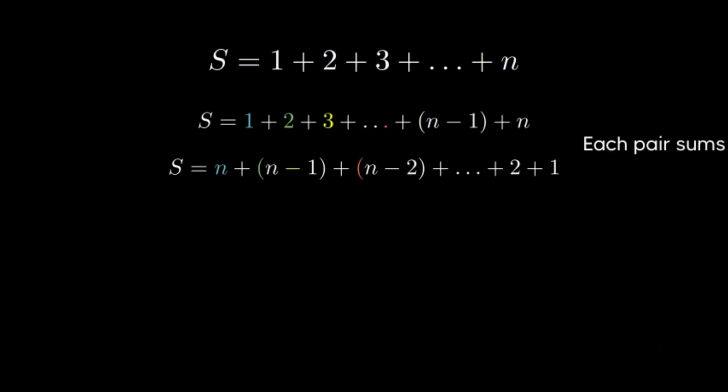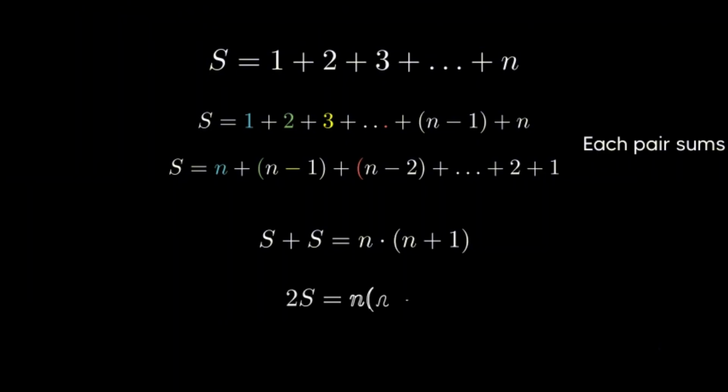And how many such pairs do we have? We have exactly n pairs, because there are n numbers in our original sum. Now, if we add both of our equations together, the left side gives us s plus s, or 2s. The right side gives us n pairs, each summing to n plus 1. That's n times n plus 1.